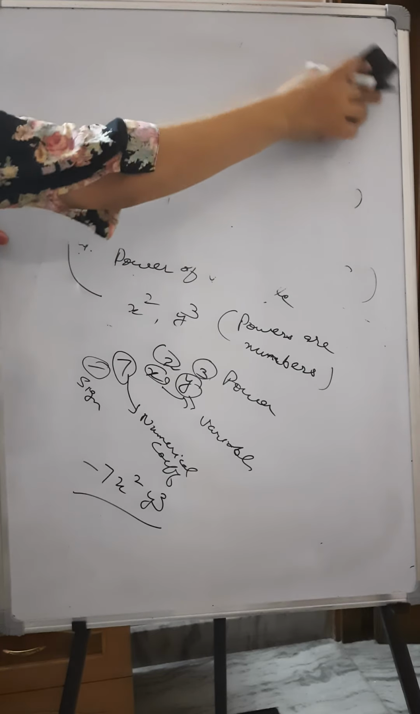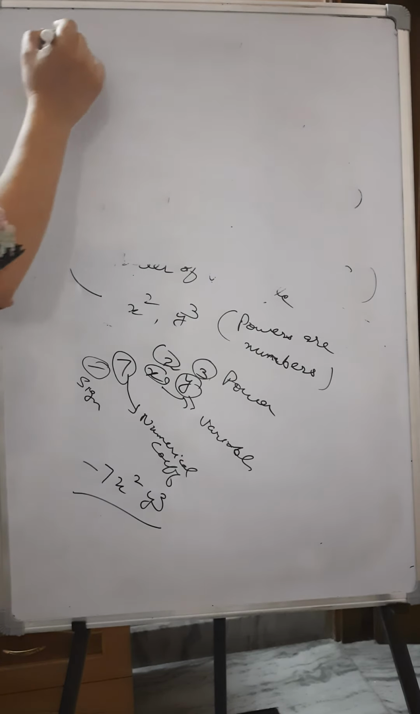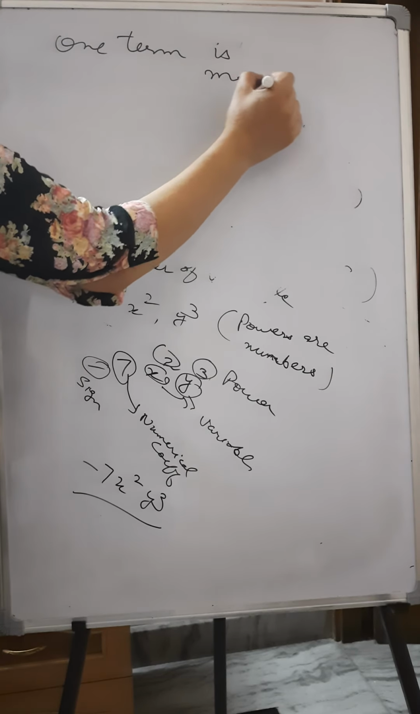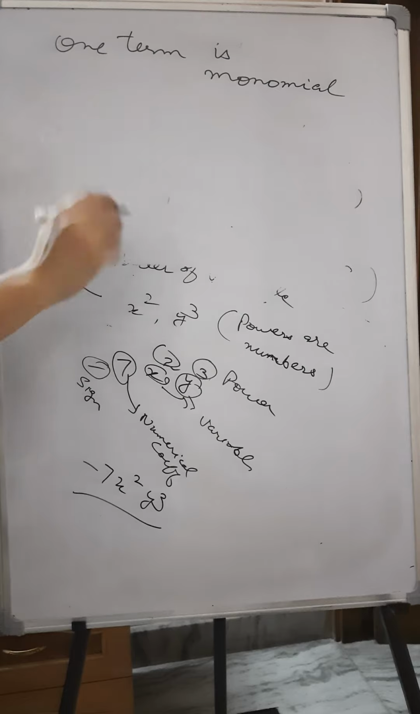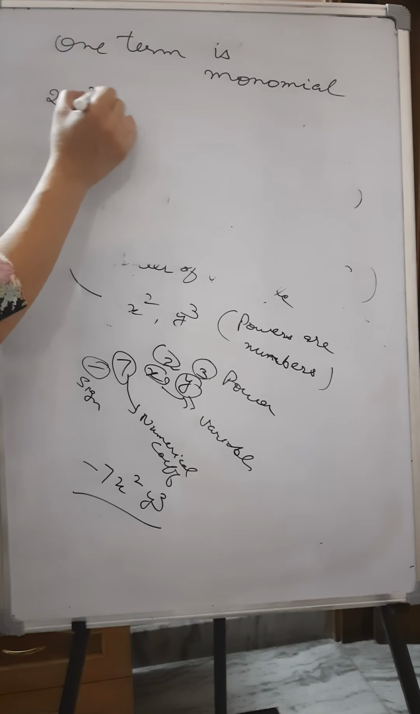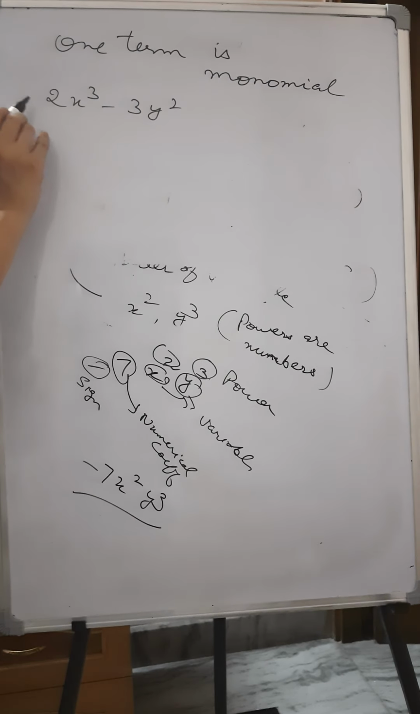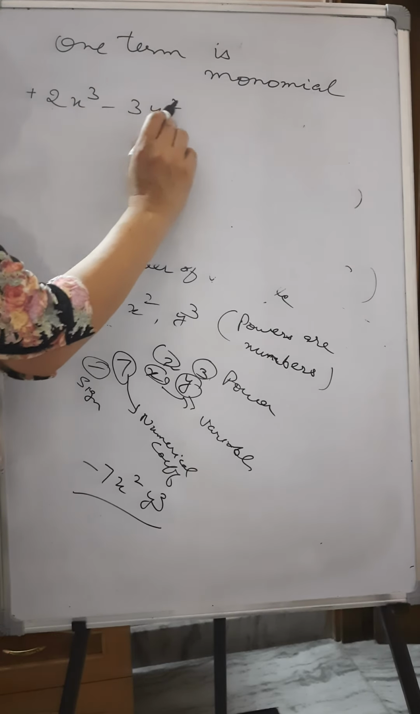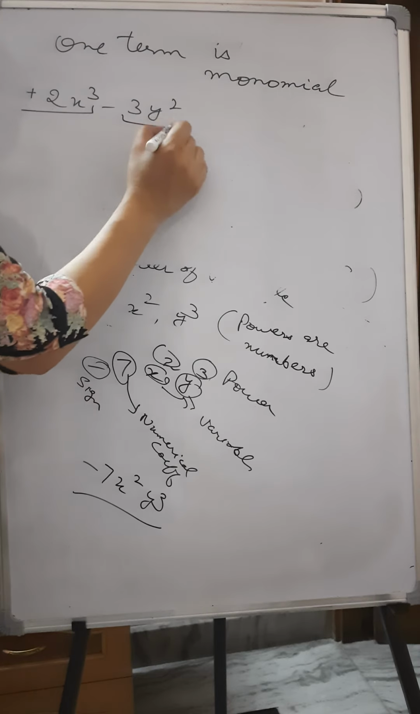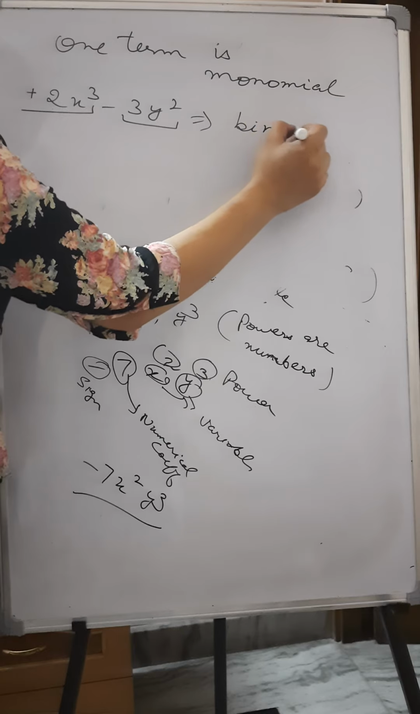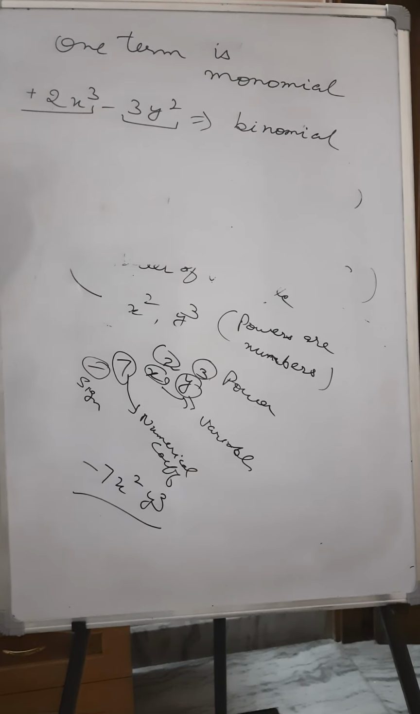If the expression consists of one term, we call it a monomial. One term means monomial. If we have two terms like 2x cube minus 3y square, sign, numerical coefficient, variable, power, sign, numerical coefficient, variable, power, so this is one term, this is the second term. These two terms together are called a binomial.